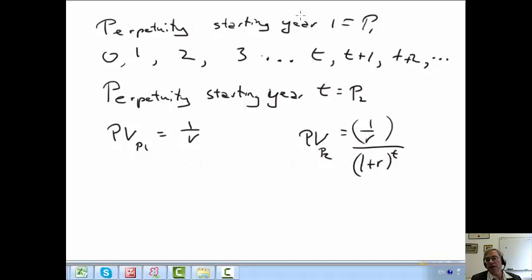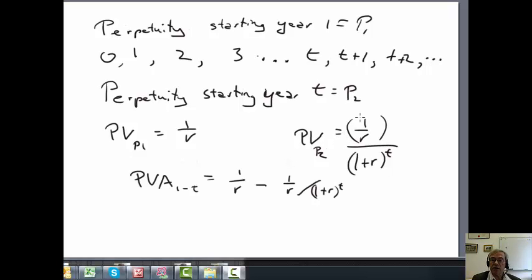Think about a perpetuity that starts in year 1. We'll call it P1, the present value. Let's say it pays $1 a year. And another perpetuity that starts in year T. We'll call that P2. So the present value of P1 is simply 1 over R. The present value of the perpetuity that starts in year T, since it's also a $1 per year perpetuity, is 1 divided by R. However, it starts in year T, so we have to bring it back to year 0 present value by dividing by (1 plus R) to the T. So the present value of the perpetuity at year 0 starting in year T is 1 over R divided by (1 plus R) to the T.